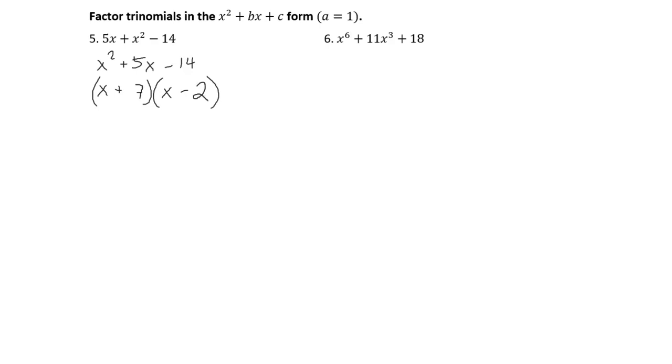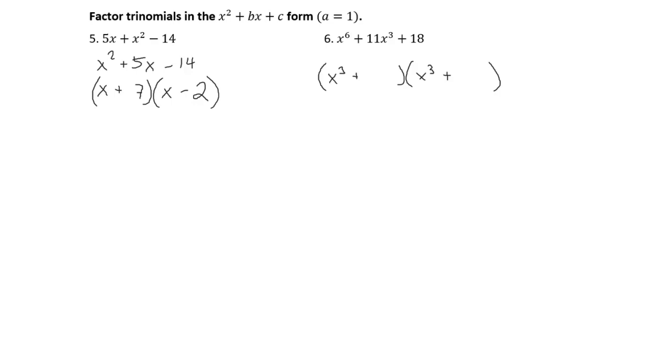All right. Here, if you notice, our powers change, but the only way to get x to the 6, we're going to use x to the third here and x to the third here. And I'm going to put plus, plus, back sign's positive, so they both get the middle sign. And what are two numbers that multiply to give you 18 and add to give you 11?